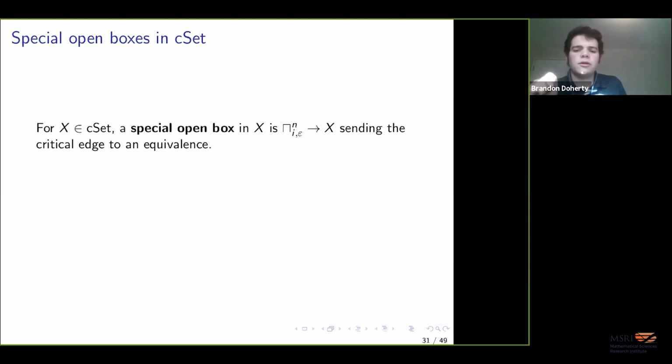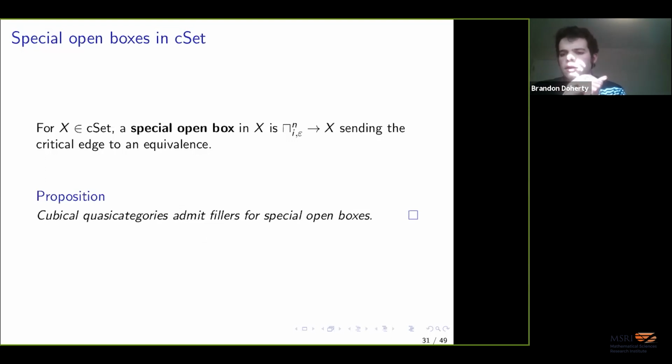So now we do still have a concept of a special open box in a cubical set, much like how there's a concept of a special horn in simplicial sets. So this is an open box in a cubical set X for which the critical edge is an equivalence, meaning it factors through K. And much like how quasi-categories in the Joyal model structure on simplicial sets have fillers for special horns, cubical quasi-categories have fillers for special open boxes. That's proven in the paper using a combinatorial argument.